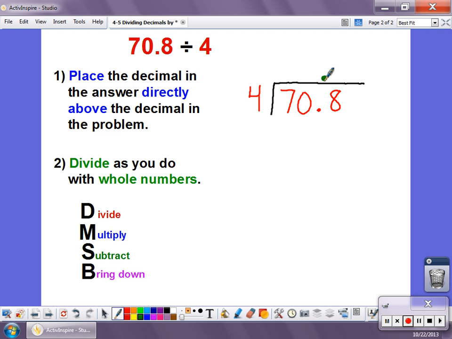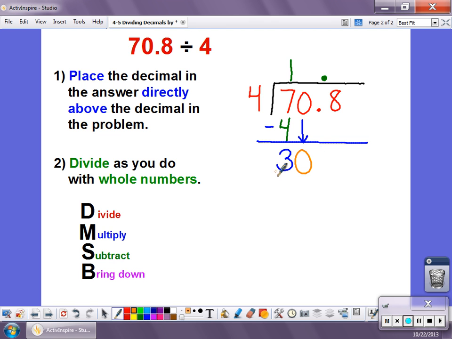Okay? So now let's start our division. 7 can be divided by 4 one time, so I put my 1 directly over my 7. 1 times 4 is 4. Now I'm going to subtract. 7 take away 4 is 3, and my next step is to bring down this 0. So now it's time to divide again.